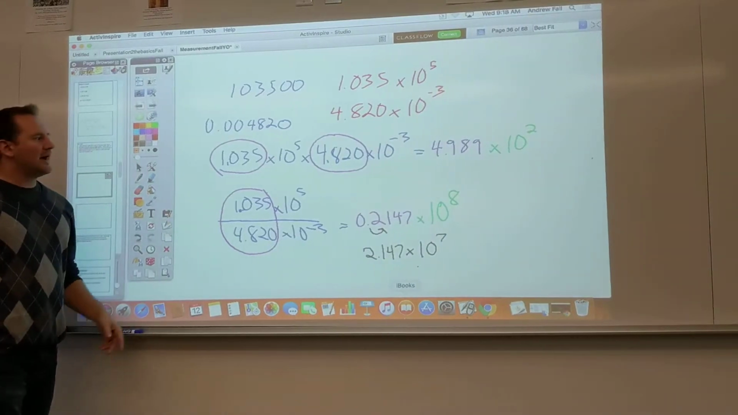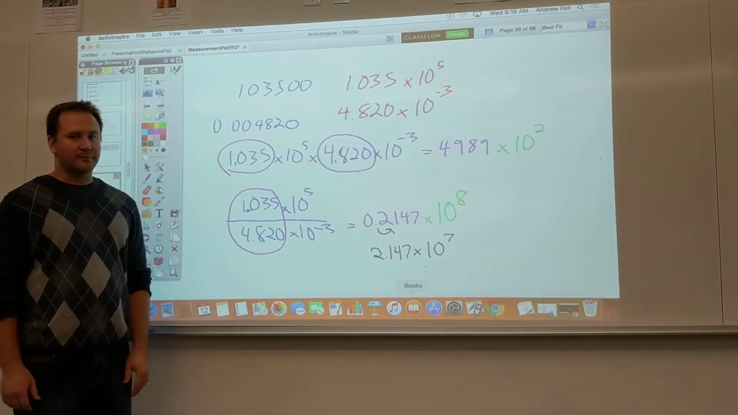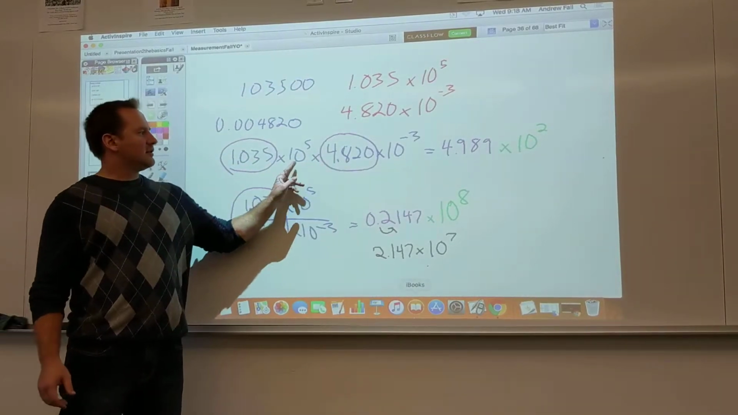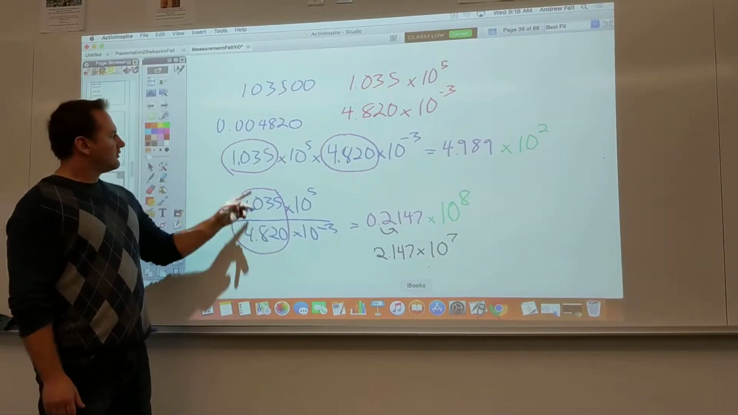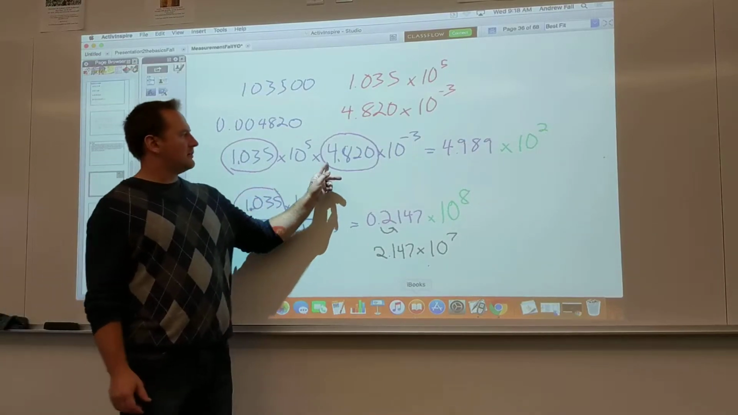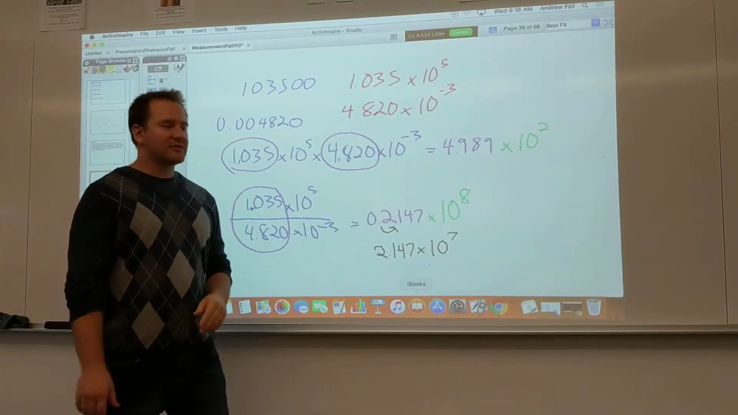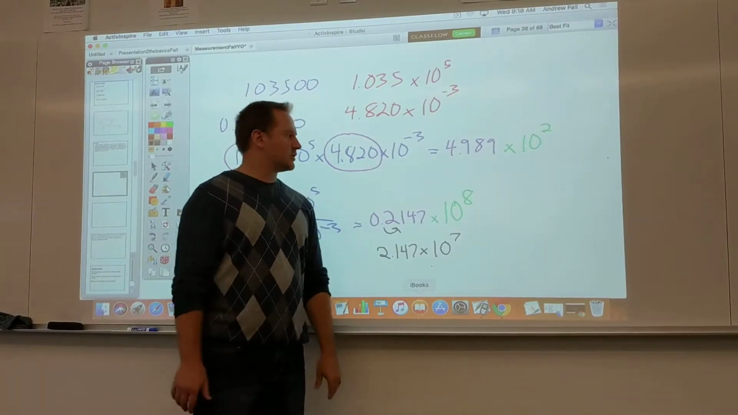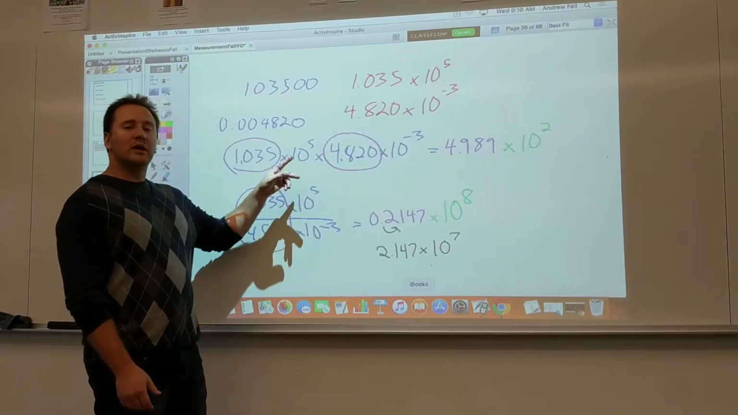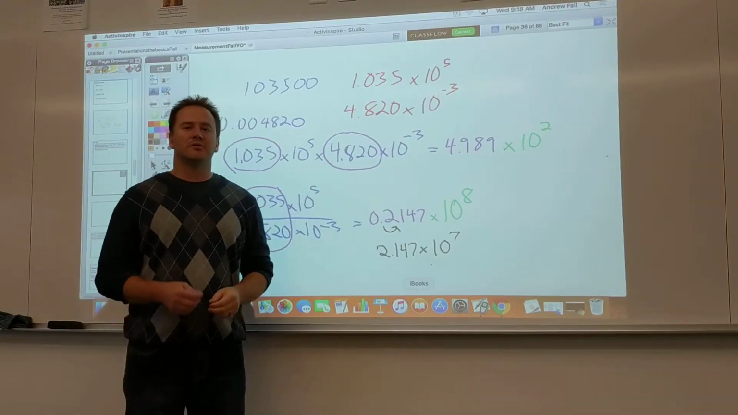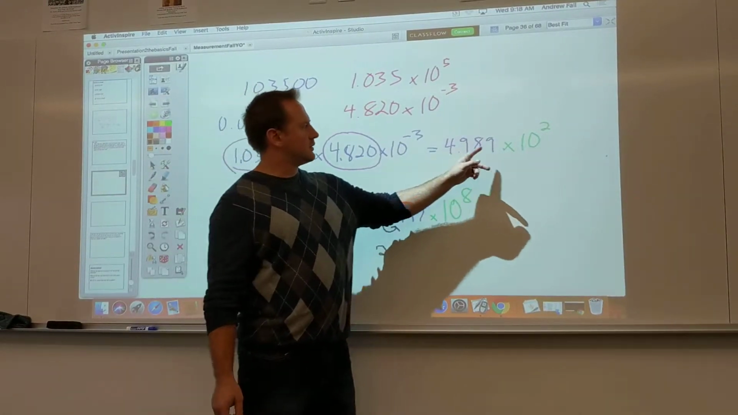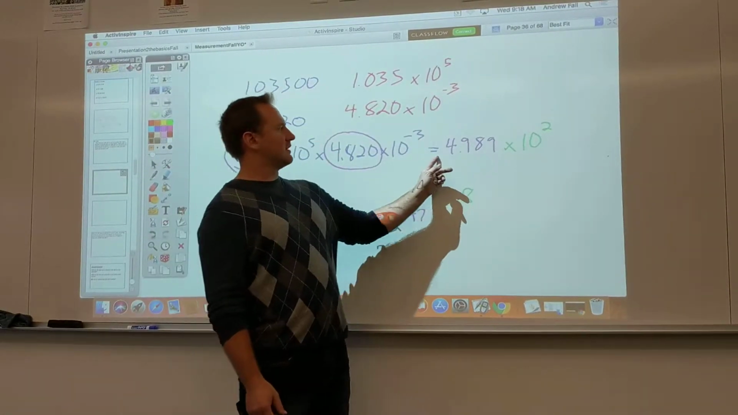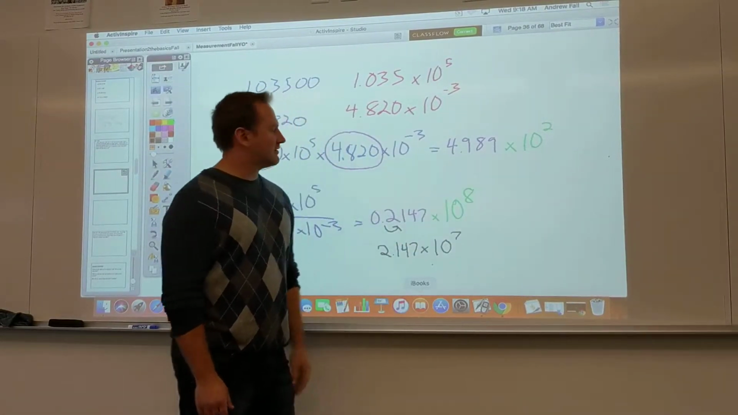So now let's take a look at what happens if we multiply these numbers by each other. How I approach this is I handle the coefficients first, and then look at my powers of 10 second. So I have 1.035 times 4.820. What that gives us when we plug it into the calculator is 4.989. So that's our coefficient. And then we look at our powers of 10. Whenever you're multiplying powers of 10, you essentially add the exponents. So you would get 5 minus 3 gives you 2. So you would report this as 4.989 times 10 to the second.